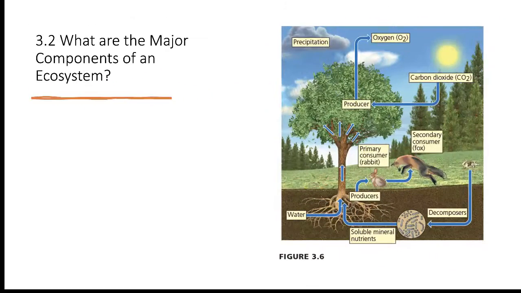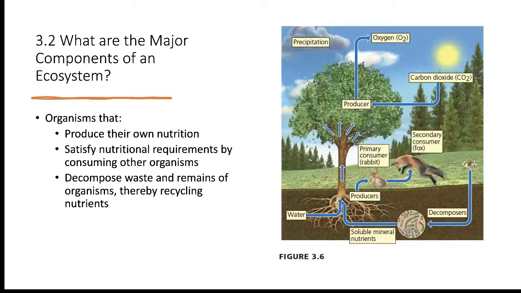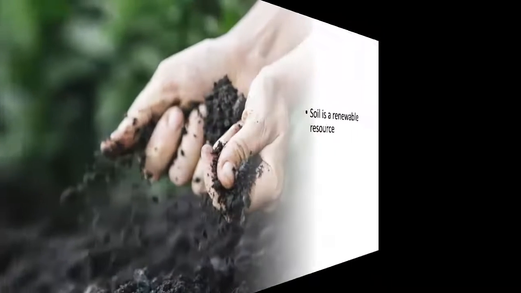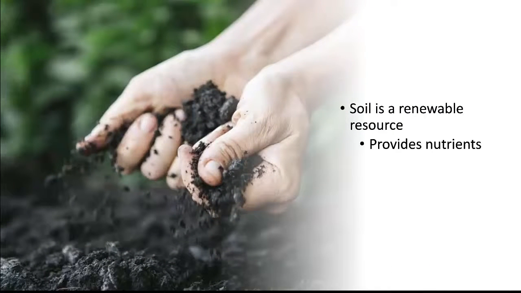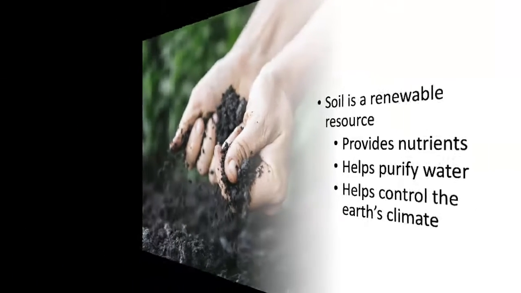Section 3.2, what are the major components of an ecosystem, includes a discussion of organisms that produce their own nutrition, organisms that satisfy nutritional requirements by consuming other organisms, and takes a look at organisms that decompose waste and remains of organisms, thereby recycling the nutrients. Remember that soil is a renewable resource. It provides nutrients, it helps to purify water, and it helps to control the Earth's climate.